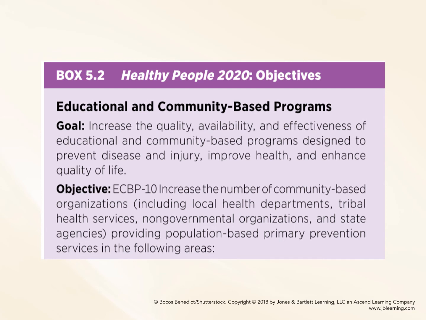Here's another example of a goal and objective from Healthy People 2020. The goal is increase the quality, availability, and effectiveness of educational and community-based programs designed to prevent disease and injury, improve health, and enhance quality of life. You can see that there is nothing to be measured here. Right? It's vague, it's forward-thinking. The objective is increase the number, so we already have something measurable, the number of community-based organizations providing population-based primary prevention services in the following areas.